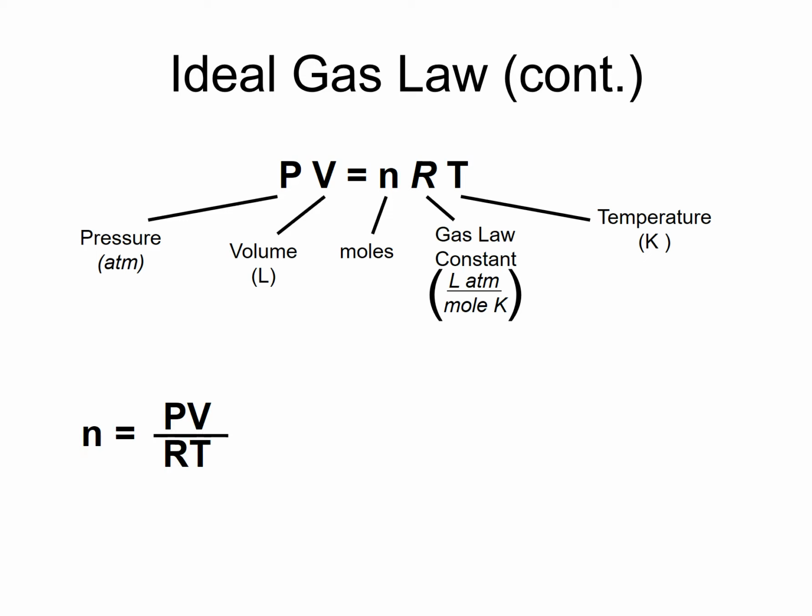Some rearrangements that are useful. If you're asked to determine the number of moles of gas, we solve for n, and n is equal to PV over RT. Another useful rearrangement is that if you need to know the volume, it's nRT over P. And then one last rearrangement: if the pressure is what you need, then it's going to be equal to nRT over V. I don't memorize these. I just remember PV equals nRT, and then I do the necessary algebra to get the equation in whatever form happens to work for that specific problem.